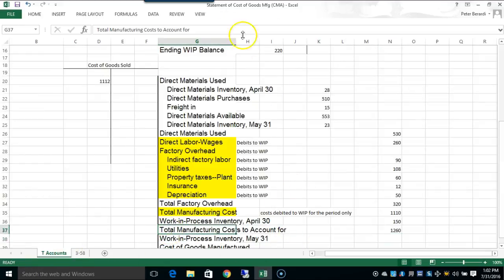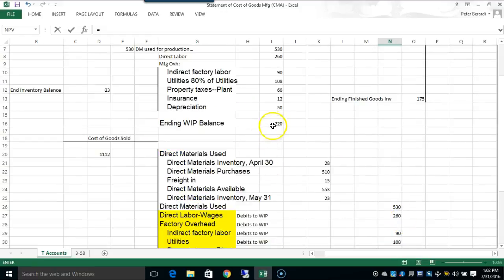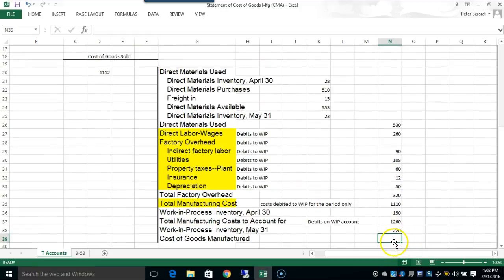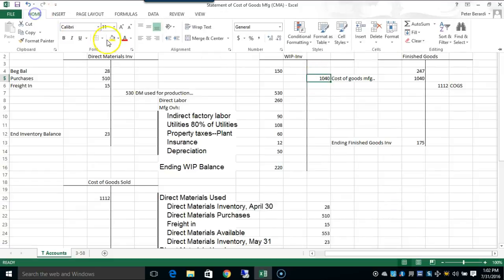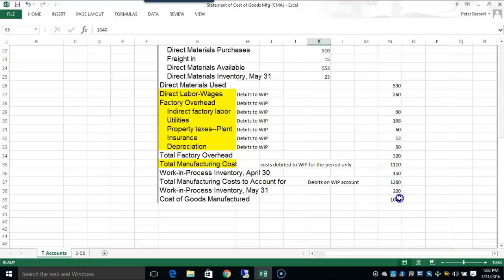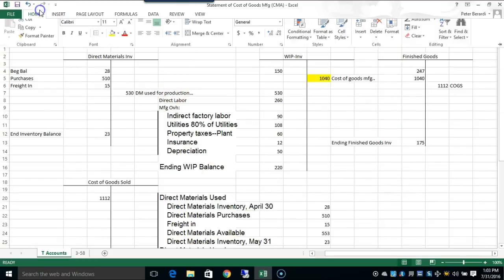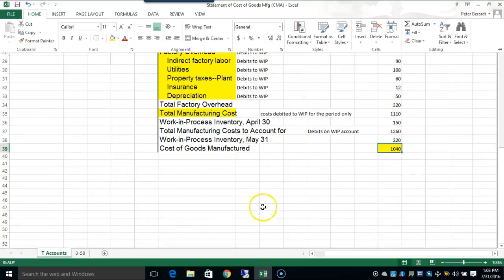So total manufacturing cost to account for will basically be debits on WIP account. WIP ending balance gets subtracted. So equals account for minus work in process 1040, and that ties exactly to the credit on the WIP.